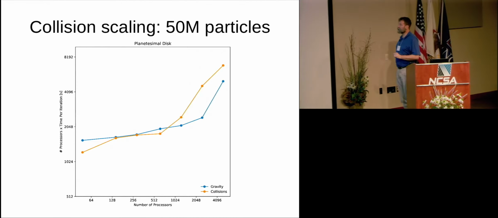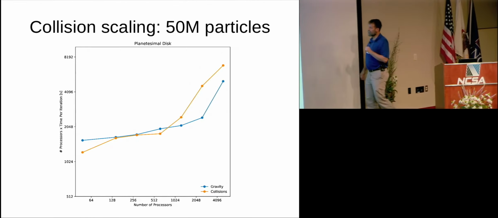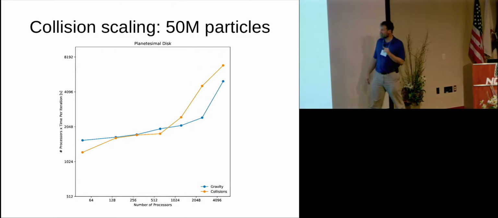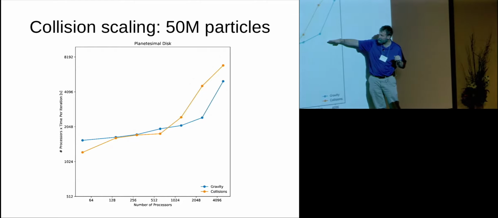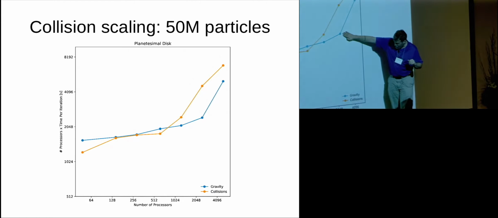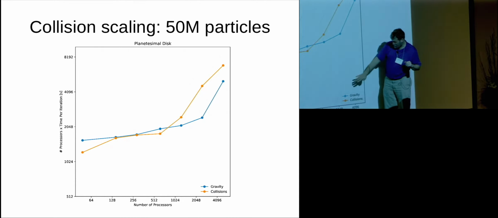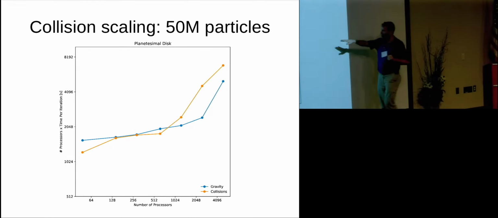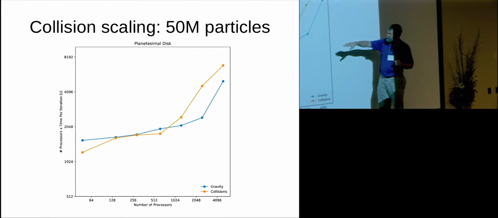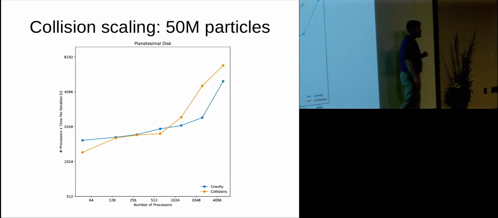And we're getting it to scale quite well. So this is scaling. The blue is our gravity scaling, where flat means perfect scaling. So we're scaling up to, in this case, several thousand processors with only 50 million particles. And from the orange, we see that we get the collision detection scaling in a similar manner.